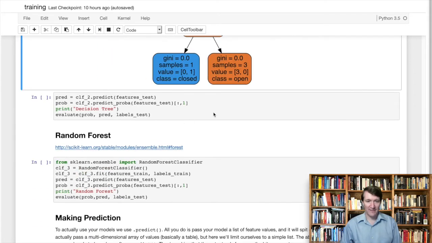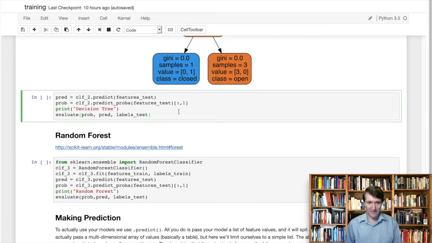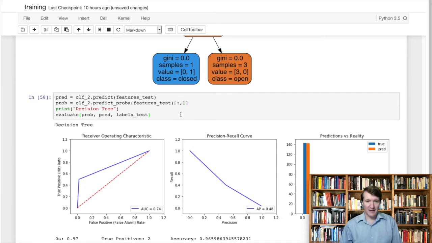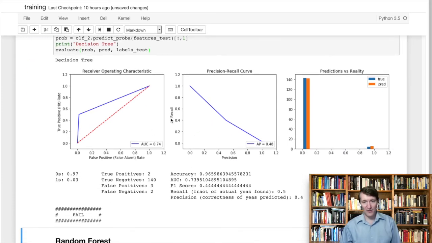And let's go ahead and evaluate that. Here are our same lines from above. And we can see here we have our ROC and precision recall curves. This does a better job of matching the prediction versus reality, which is to say the number of times we said it was closed is roughly around the same as the number of times that it was actually closed. So this little orange bar is not nothing. But we can see that our precision and recall actually were not very good.